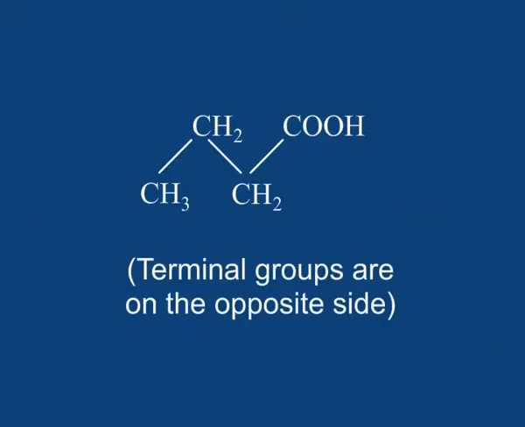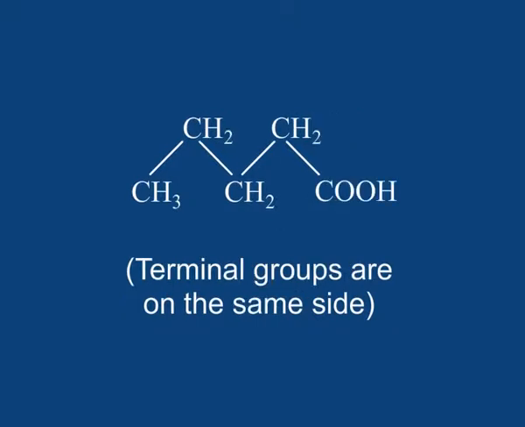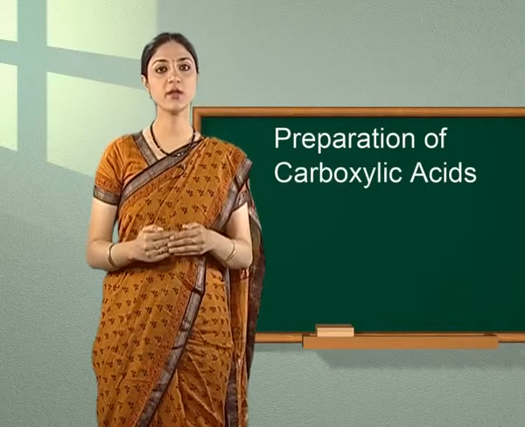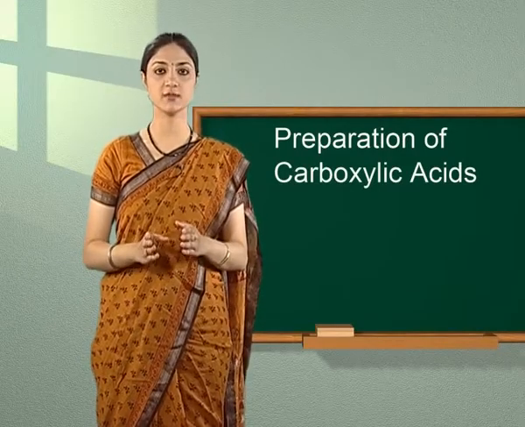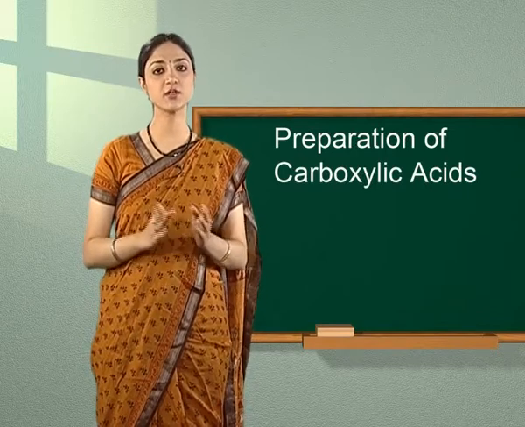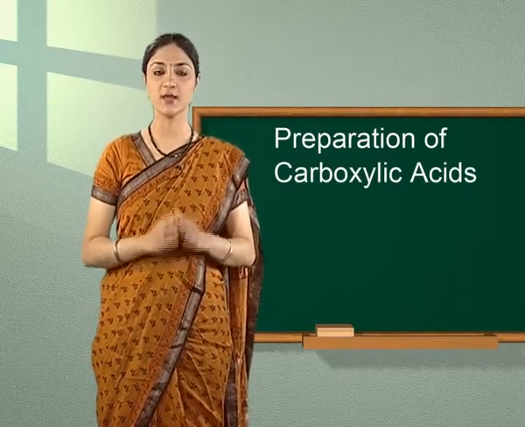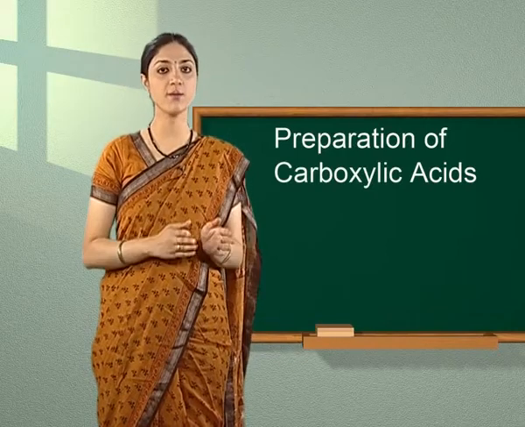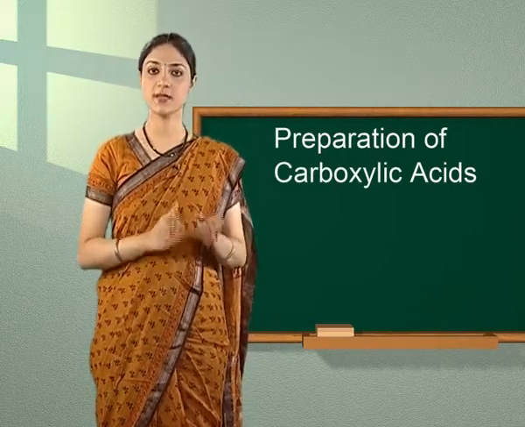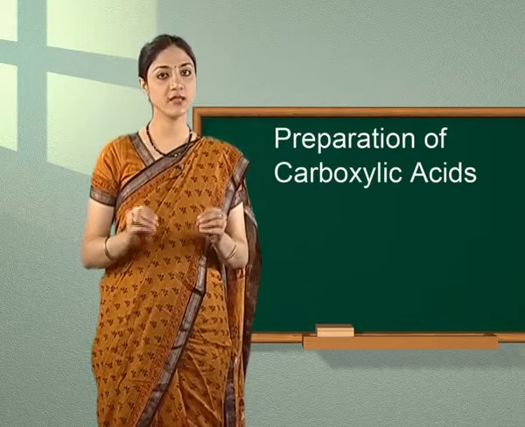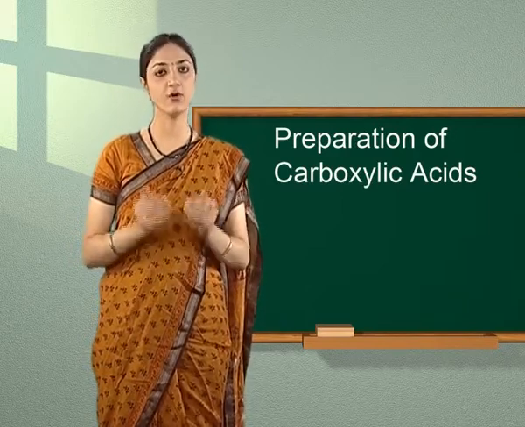The reason is the acids with even number of carbon atoms have carboxyl group and terminal methyl group on the opposite sides, while those with odd number of carbon atoms have these groups on the same side. The molecules with even number of carbon atoms are more symmetrical in structure and fit into the crystal lattice better than the molecules with odd number of carbon atoms. The melting points of the molecules with even number of carbon atoms are therefore higher.